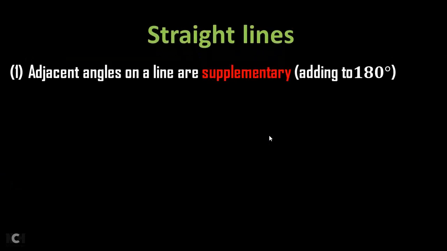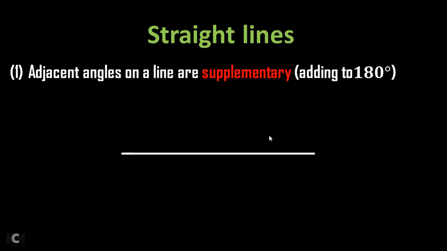Now we'll begin with the straight lines. The first one, we have adjacent angles on a line are supplementary. What does the word supplementary mean? The word supplementary means adding up to 180 degrees. So it means every time when you see the word supplementary, you have to think of 180 degrees.